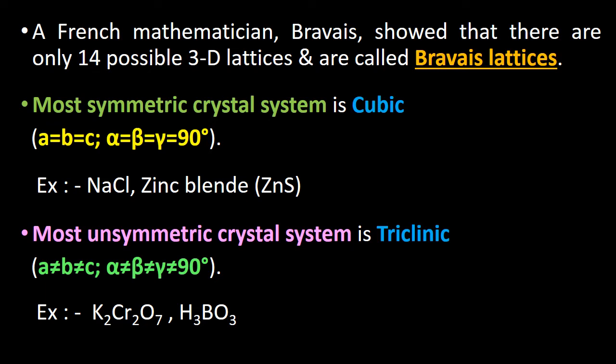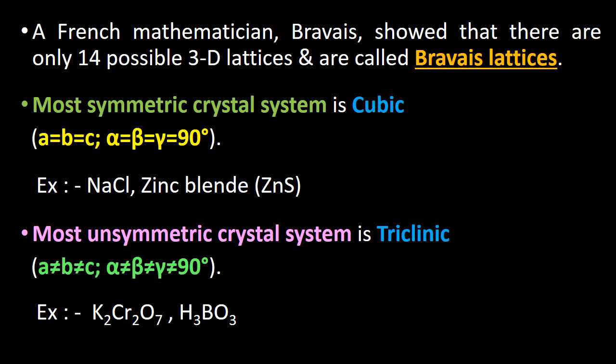A French mathematician Bravais showed that there are only 14 possible 3D lattices, and these are called Bravais lattices. Among these lattices, the available crystal systems are only 7. Among the 7, the most symmetric crystal system is cubic, where all the 3 edges are equal to each other and all the 3 angles are equal to 90 degrees. Examples of cubic crystal systems are NaCl and ZnS.